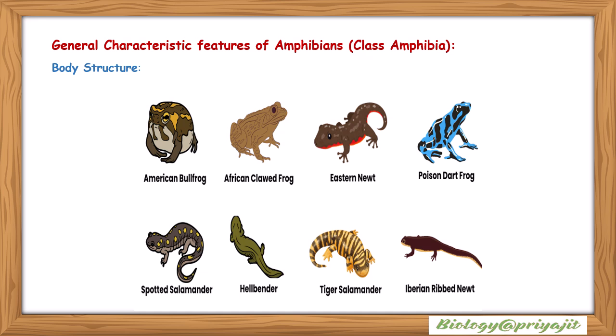General characteristic features of Amphibia: body structure. Basically their body is divisible into a distinct head and an elongated trunk. Neck and tail may be present or absent depending on the species. Mostly they have two pairs of limbs, so they are called tetrapods. Some are limbless, like caecilians.